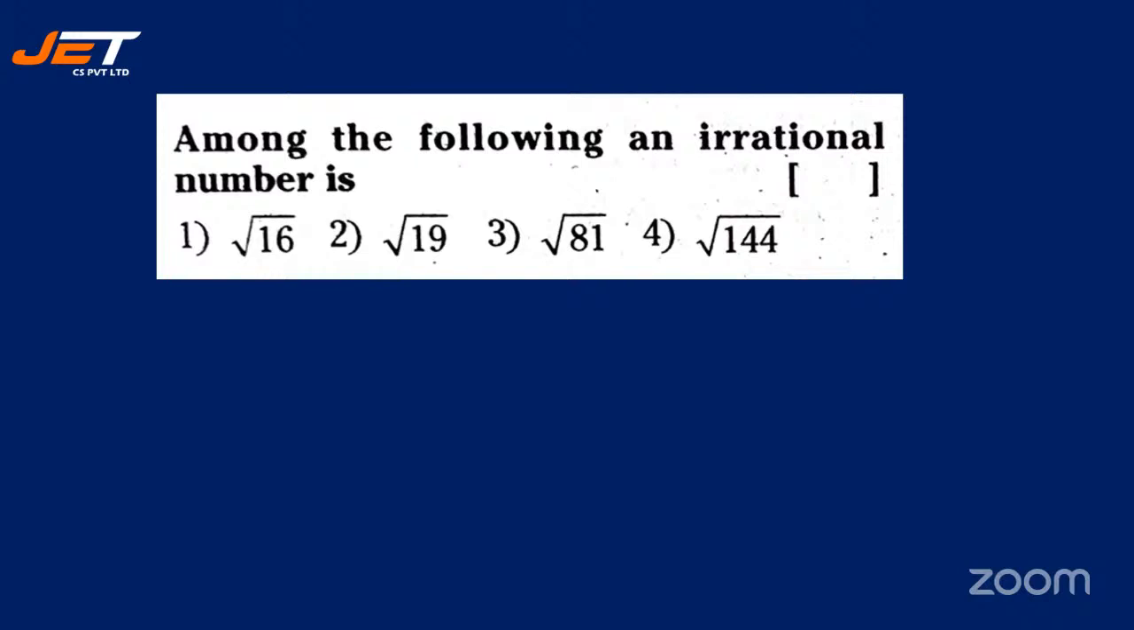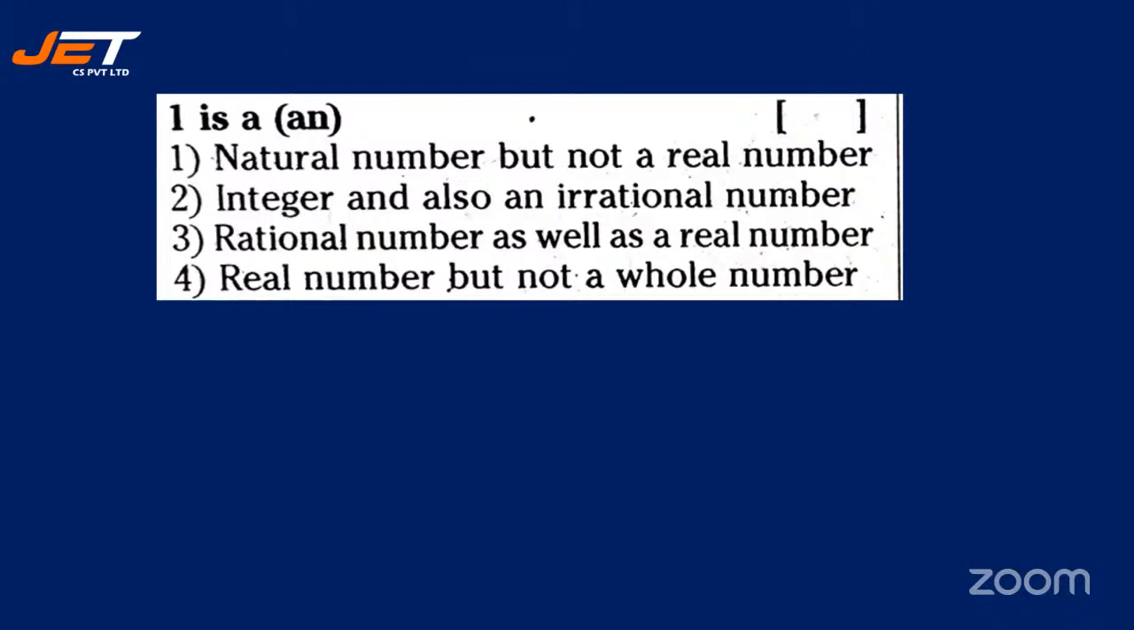Let's see whose answer is right. It is none other than number 2, root 19. Because in root 19, 19 is not a perfect square. But if you take 16, you get 4 squared, 4 fours are 16. 81 is 9 squared, 9 nines are 81. 144 is 12 squared. Isn't it? So, the irrational number is root 19. All right, let's move on to the next question.